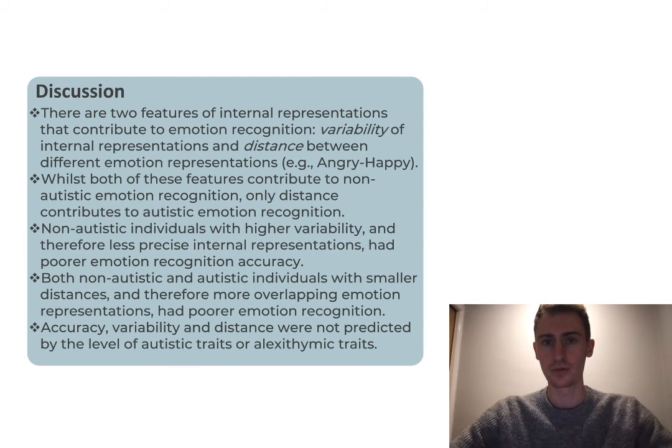In conclusion, our results illuminate two features of internal representations that are potentially important for emotion recognition: variability of emotion representations and distance between different emotion representations. In addition, our results highlight that different features of internal representations may be implicated in autistic and non-autistic emotion recognition.